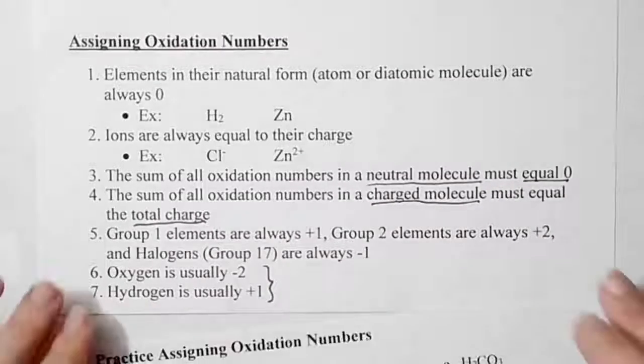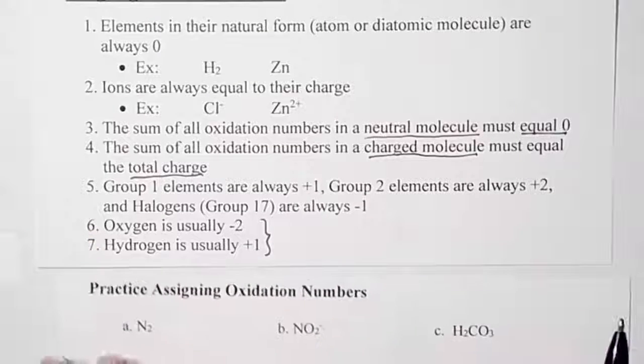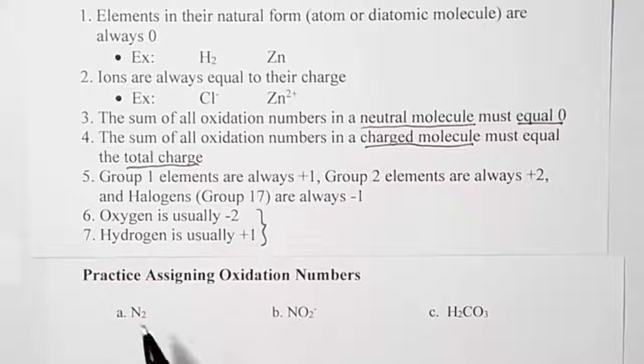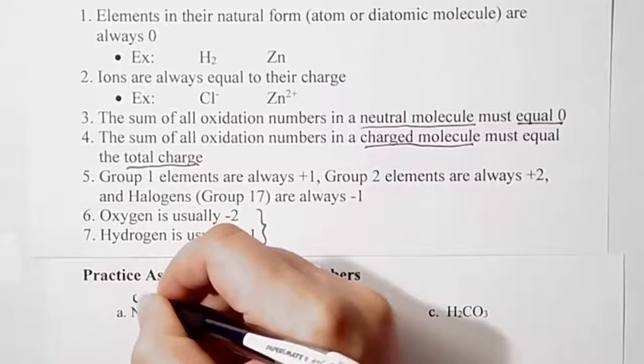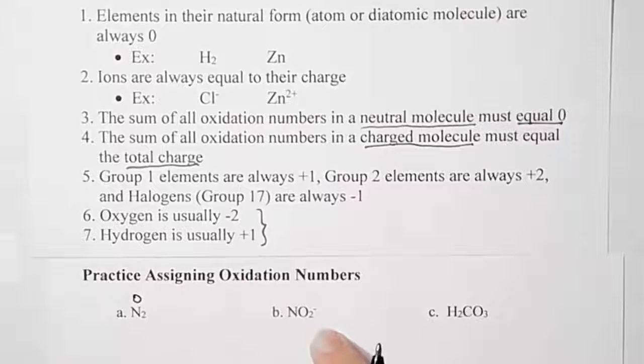So here I've got a couple practice problems. I'm going to shift this up, and we'll look at A, B, and C here. So looking at this, when I assign A, the first thing I should notice is that this is a diatomic molecule. So its oxidation number should be 0. Okay. Now, NO2, this is a different case.